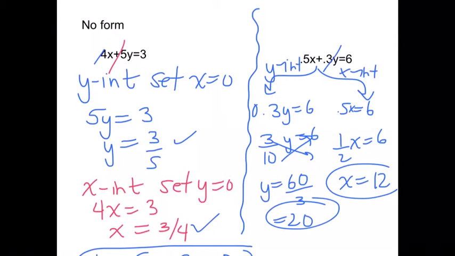What else could you have done with this? You could have turned these all into decimals or into fractions first, multiplied through by 10, got it into general, and then solved it. So by this point in your math career, you have a lot of options. So use one of the sets of tools that you have and just find the x and y intercepts.